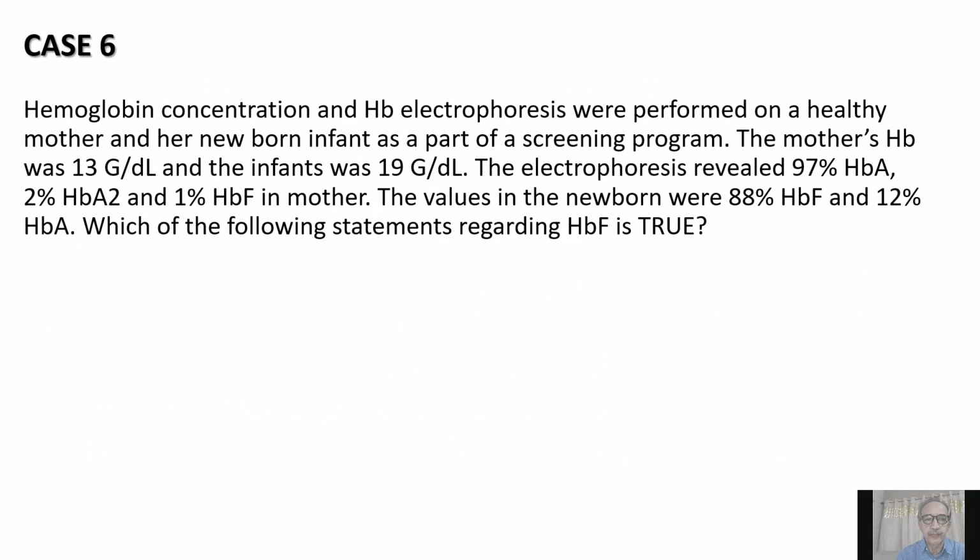Case 6. Hemoglobin concentration and hemoglobin electrophoresis were performed on a healthy mother and her newborn infant as part of the screening program. This is unlikely normally, but let us take it as the truth. Mother's Hb is 13, infant's 19, and there is 97% HbA. HbA2 is 2%, 1% HbF in the mother.